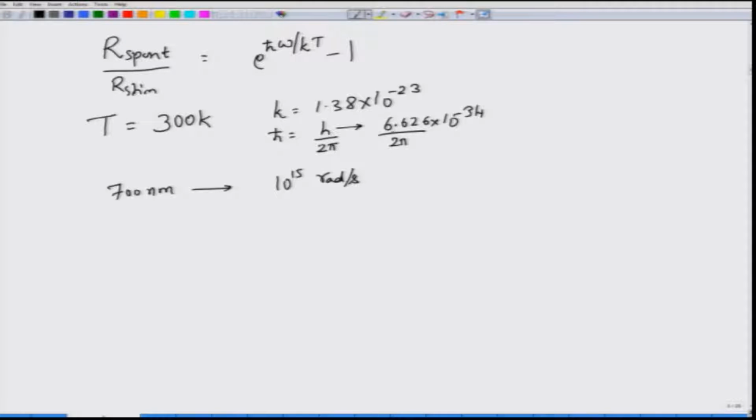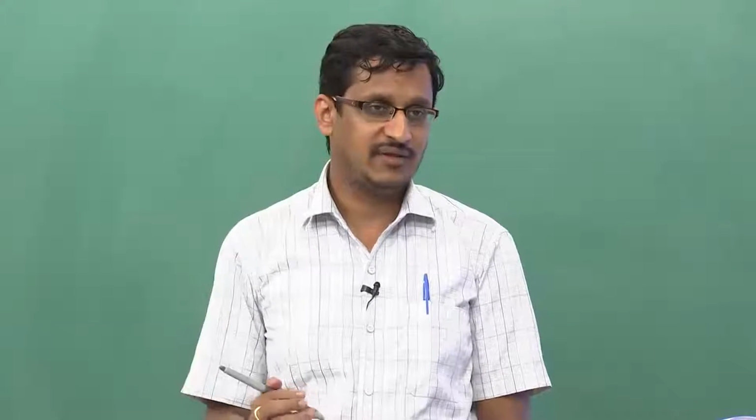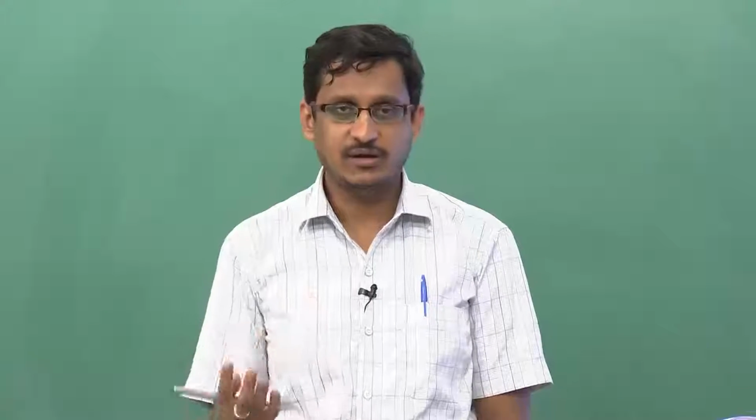If you substitute these numbers into that expression and use a calculator with scientific notation, this ratio for 700 nanometer wavelength turns out to be very close to 10 to the power 29. You can see that in ordinary matter, the spontaneous emission is so dominant over the stimulated emission that you essentially get no light at all. There is nothing to stimulate and generate a laser oscillation.